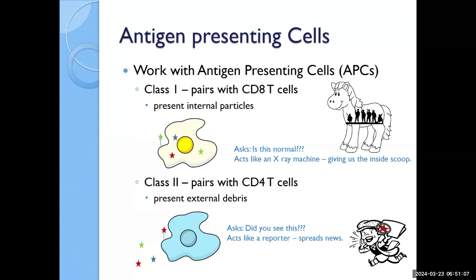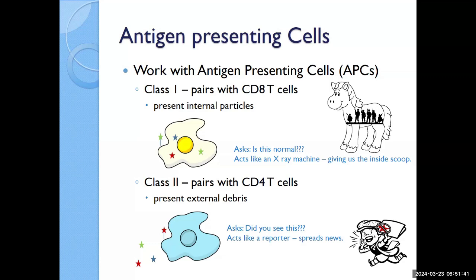Remember that every cell has the MHC class I receptor. So what happens is the cell is constantly taking a little inventory of debris inside it and presenting those internal particles to the surface and saying to the T cells, hey, is this normal? In doing so, it acts like an X-ray machine, giving the T cell the inside scoop as to whether or not the cell is making only host proteins or whether it's been co-opted to make something a little more nefarious. Can you imagine how the Trojan War would have played out if the horse was not made of wood, but of glass?